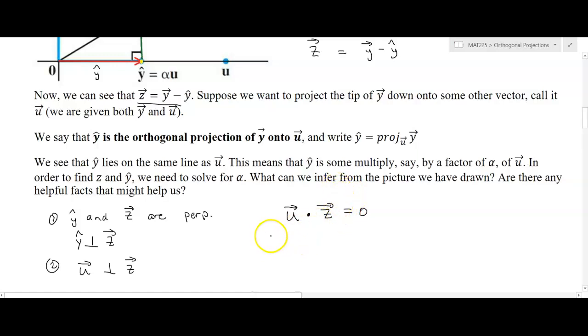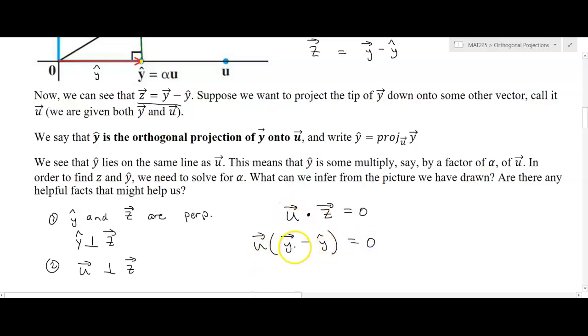Now, z is equal to... so far it's not evident how we're going to solve for alpha here, but if I write z in terms of what it equals, it's the difference between our y vector and our projection vector. Again, that equals 0 still.